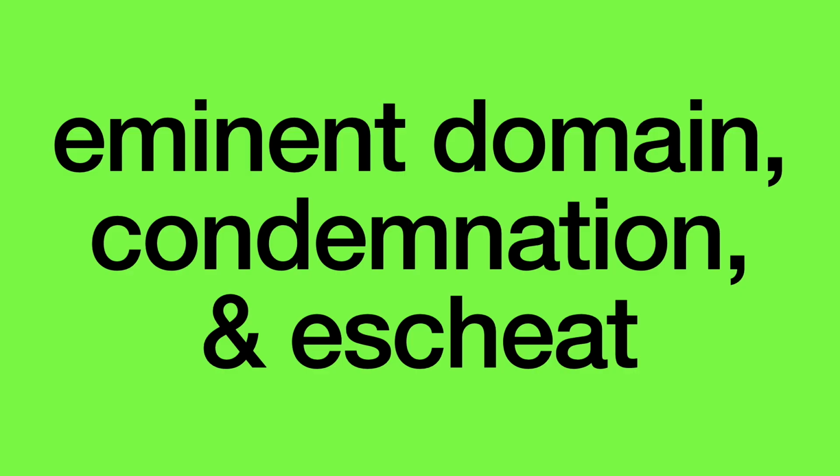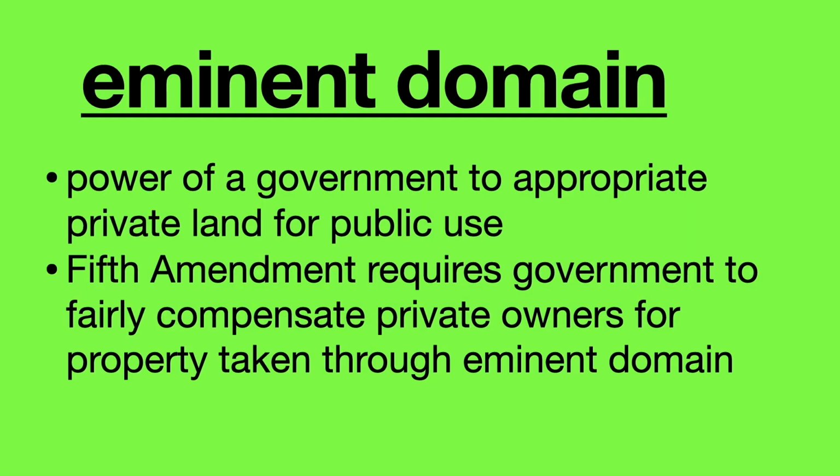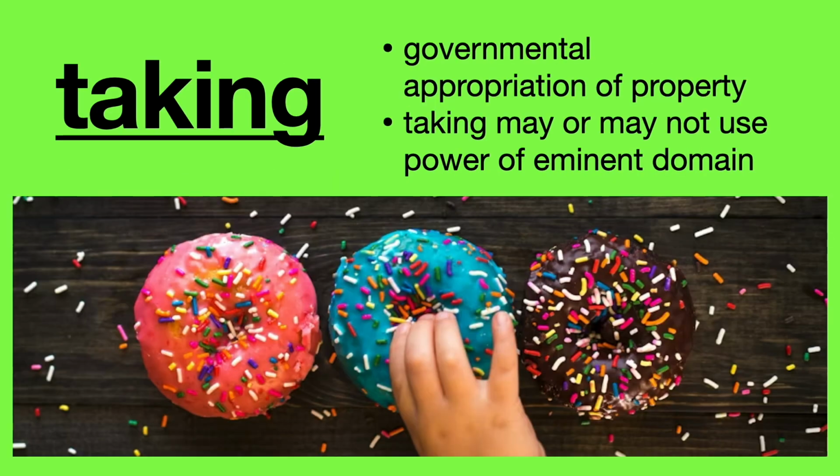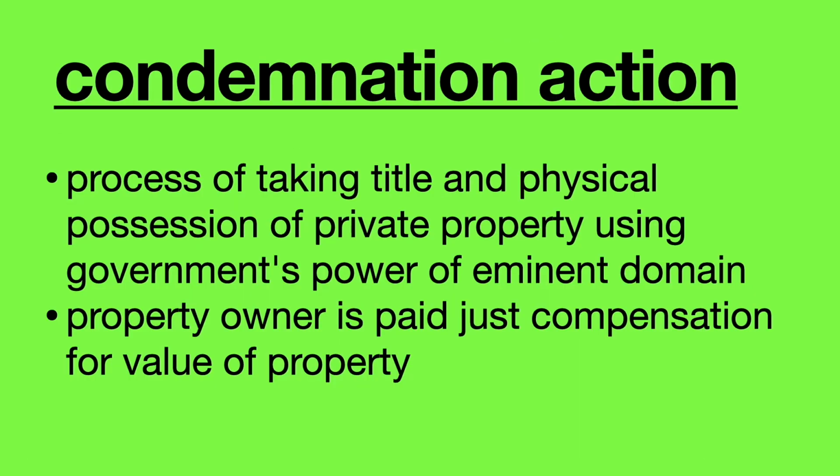Eminent domain, condemnation, and escheat. Eminent domain. The power of a government to appropriate private land for public use. The Fifth Amendment to the Constitution requires the government to fairly compensate private owners for property taken through eminent domain. Taking. Governmental appropriation of property. A taking may or may not use the power of eminent domain. Condemnation action. The process of taking title and physical possession of private property using the government's power of eminent domain. The property owner is paid just compensation for the value of the property.